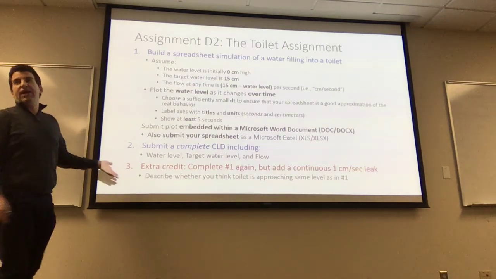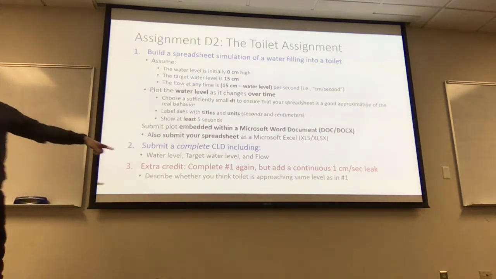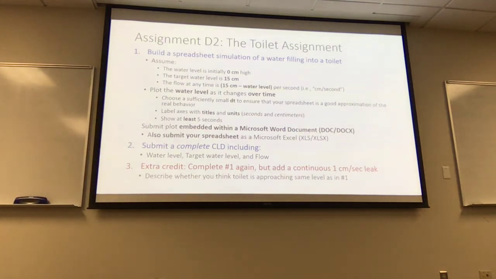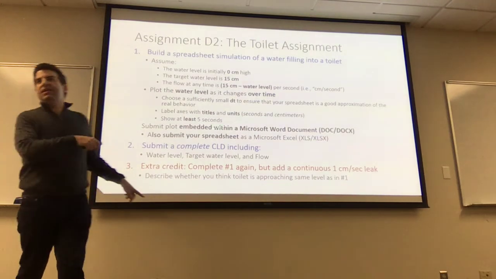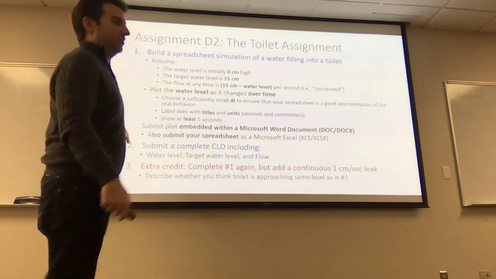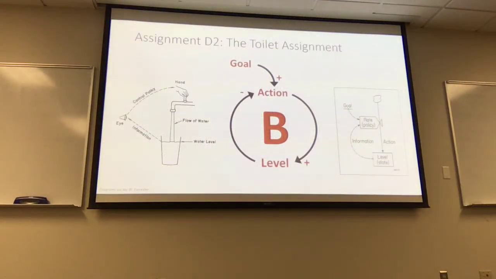And then I've added extra credit, if you'd like to do it, where you can complete this first part again, but add a leak. And that's equivalent to adding a death rate. So if the toilet is leaking, then how does that change the level at which it settles out? Describe whether you think it's approaching the same level as it was without the leak. So that's just for extra credit here. This is basically implementing this example, but with a toilet instead of a bucket of water.